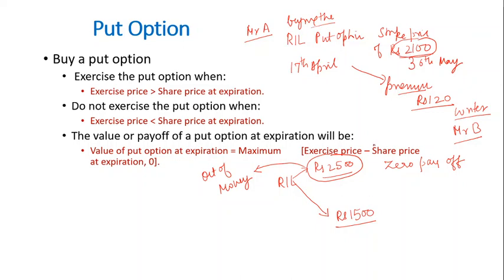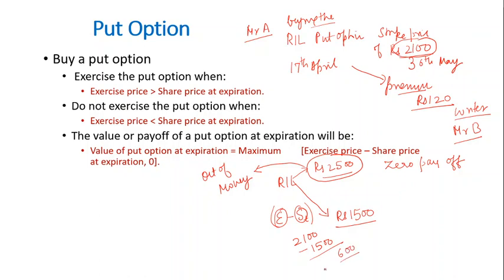So in this case, the exercise price is more than the current spot price, and that's the gain which Mr. A will have. So he will exercise the put option, and he will have a positive payoff of plus 600 rupees. So 2100 minus 1500 rupees, that is exercise price minus the current spot price, he will have a positive payoff of 600 rupees.